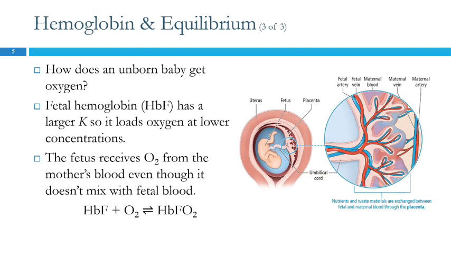How does an unborn baby get oxygen? Well, the unborn baby has a special kind of hemoglobin called fetal hemoglobin, and this has a larger equilibrium constant, which means that it will pick up oxygen at lower concentrations than the adult hemoglobin. The mother's blood and the baby's blood do not actually mix at all, but the veins and arteries come very close to each other, and so there can be transport of oxygen from one vessel to another. So the fetus is getting oxygen from the mother's blood, even though it doesn't mix.